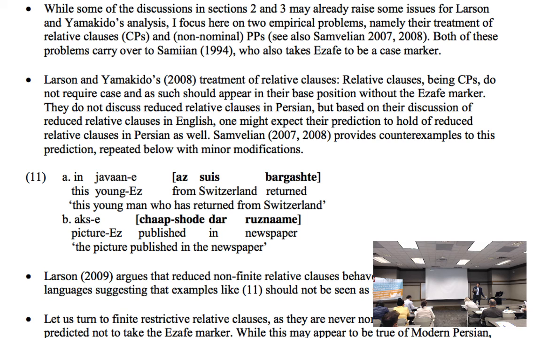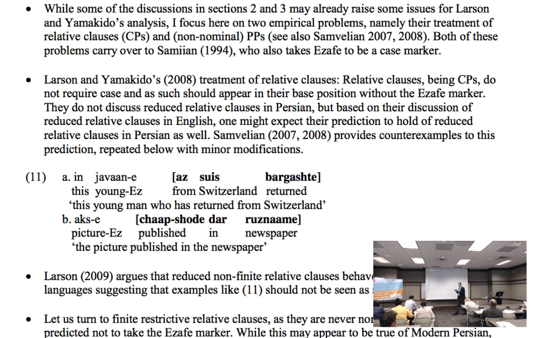But Larson responds to that, I think, properly, by saying that reduced non-finite relative clauses, in fact, behave like nouns in a lot of languages. And they do behave like nouns in other ways in Persian as well. So we grant him that point. I think maybe that's not a big deal.